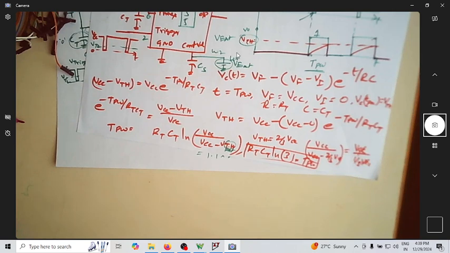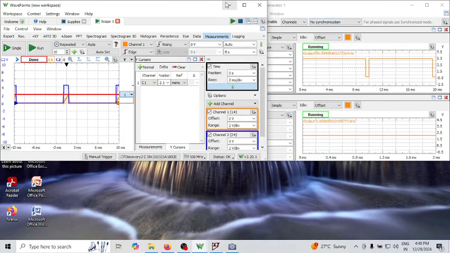Whatever your external voltage is, that will be your VTH. So in the expression of TPW, when you have some external voltage, it is now RTCT ln of VCC divided by VCC minus V external. So it will not be ln of 3, it will be a different value. That care you have to take. The capacitor voltage will go from 0 to VTH. That VTH can be 2/3 VCC or it can be an external voltage.